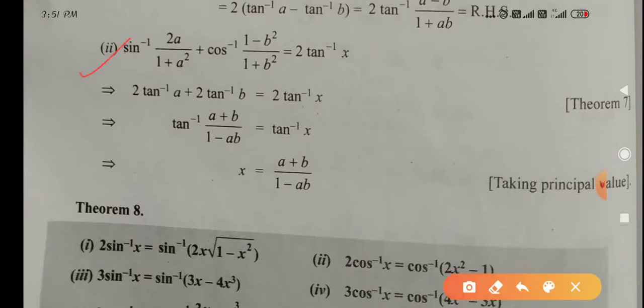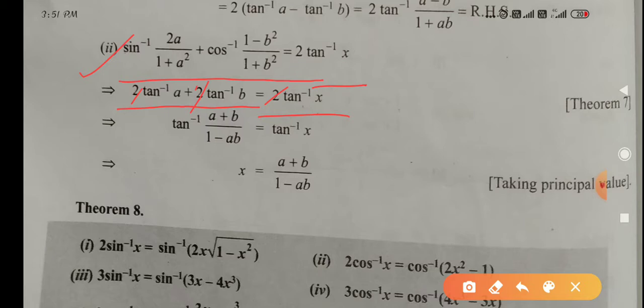You can see the second part: sin inverse 2a upon 1 plus a square plus cos inverse 1 minus b square upon 1 plus b square equals 2 tan inverse x. Here again you can put 2 tan inverse a. Just as in the previous example, I put 2 tan inverse b in place of cos inverse 1 minus b square upon 1 plus b square, and it is given. Now 2 is common, and 2 will be cancelled from both sides.